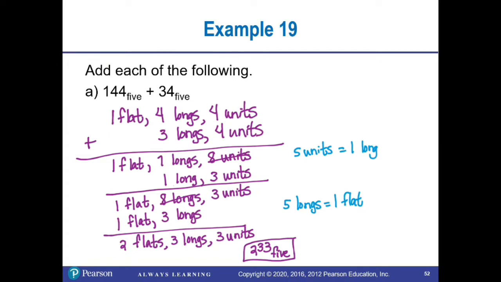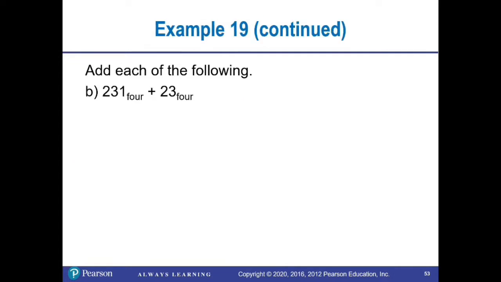Now notice I did not say 233, because I'm in base 5, my place value works differently. Everything is powers of 5. So we read this as 233 base 5. Don't forget to write that subscript. Let's look at another example.